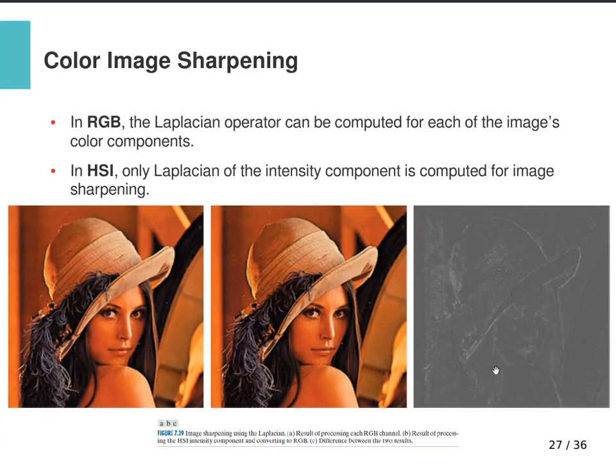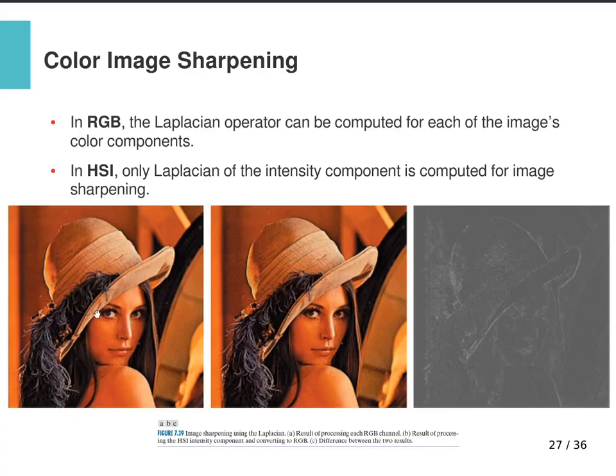In RGB color space, you can apply the Laplacian operator on each one of the individual color components in the RGB color model. In the HSI, again, since the intensity and color information are decoupled, you can apply the Laplacian only to the intensity component and leave the hue and saturation components unchanged.